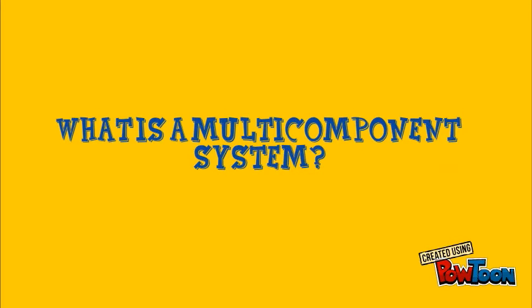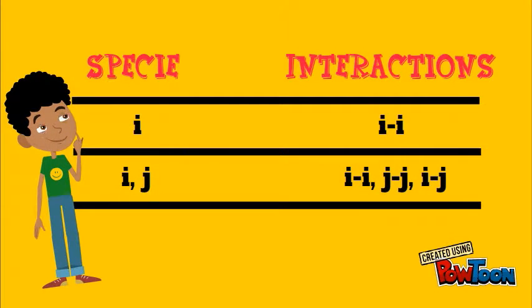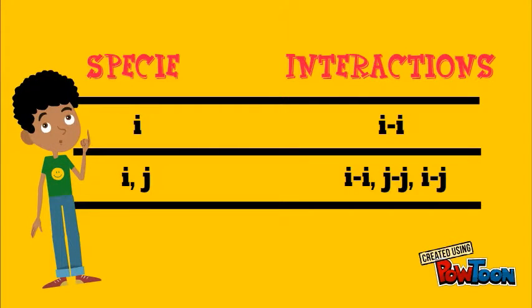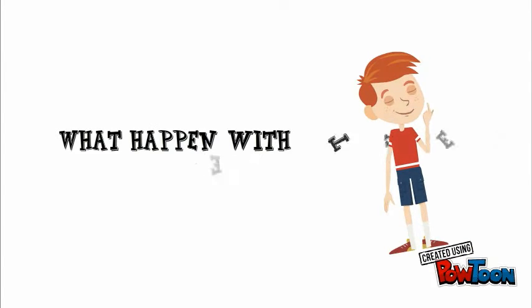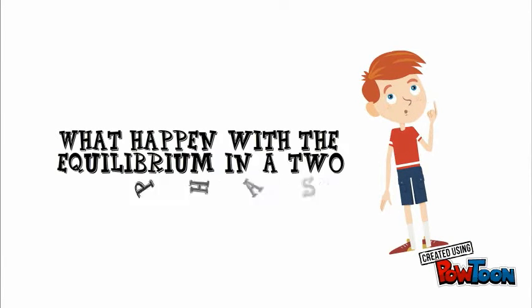What is a multi-component system? It's a system that has two or more species, and the interactions are between the first component, the second component, and between them. What happens with equilibrium in a two-phase system?